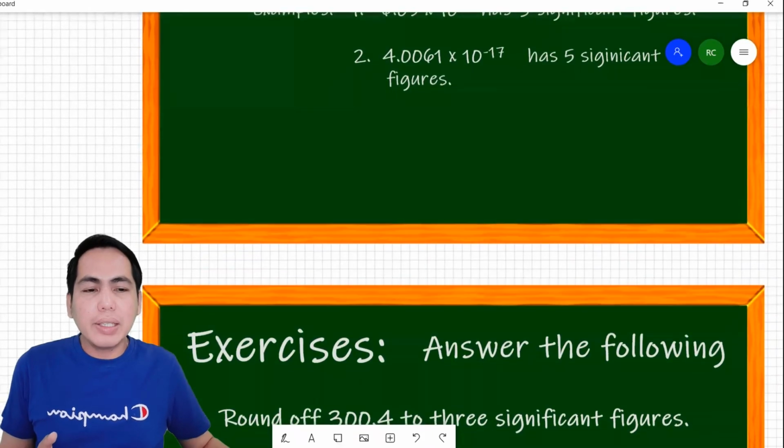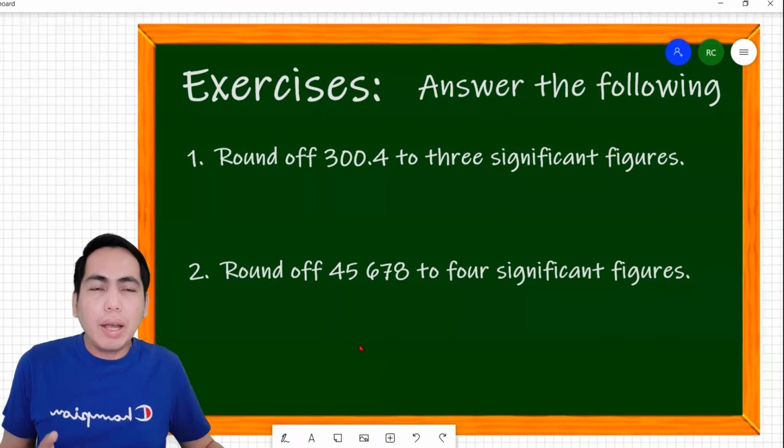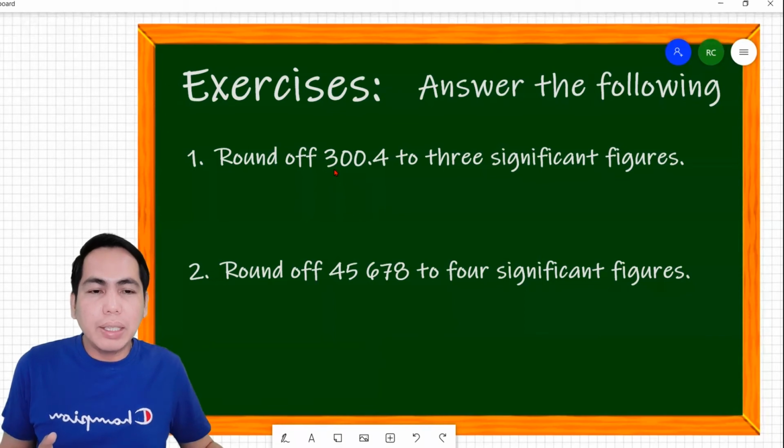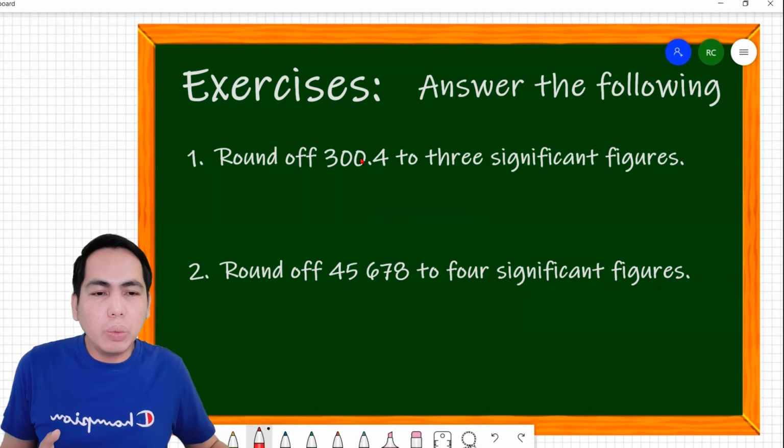Now let us have exercises. Let us answer this question. Round off 300.4 or 3004 tenths to 3 significant figures. Based on the given rules, 300.4 has 4 significant figures because the 2 zeros are found between 2 non-zero digits. Now, we are going to round off this one and make it 3 significant figures. So, since this is 4, we are going to drop the digit 4. When we drop the digit 4, since 4 is less than 5, we are not going to add 1 to the digit 0 found in the ones place.